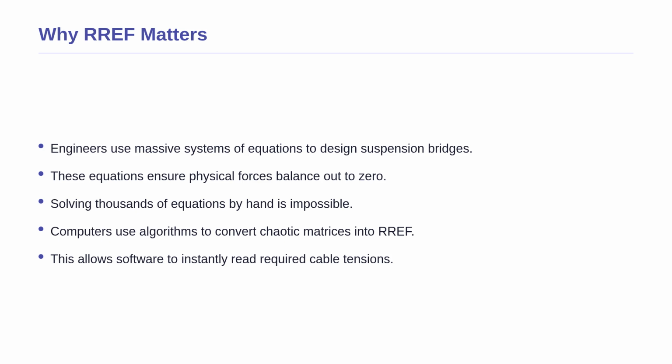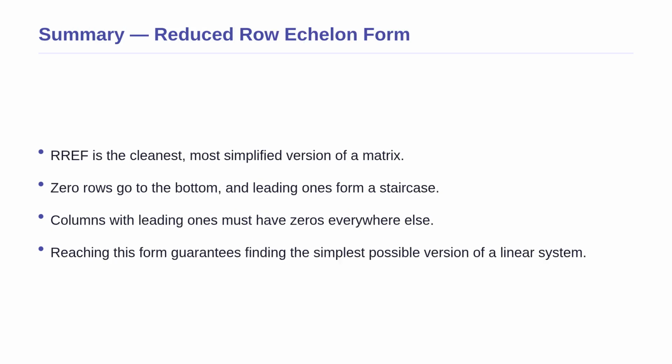Instead, computers use algorithms to convert these massive chaotic matrices into reduced row echelon form. Once the matrix is in this highly organized state, the computer can instantly read the exact tension required in every single steel cable. Without this standardized, ultimate simplified form, software would not have a reliable way to extract answers from complex data. We have covered a lot of ground today, so let us reinforce the most important ideas.